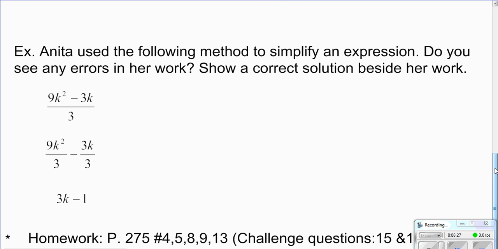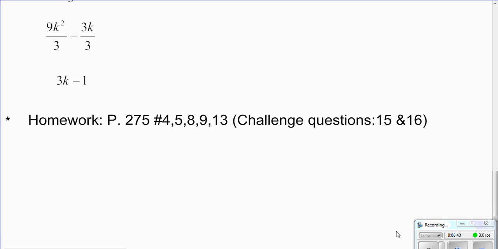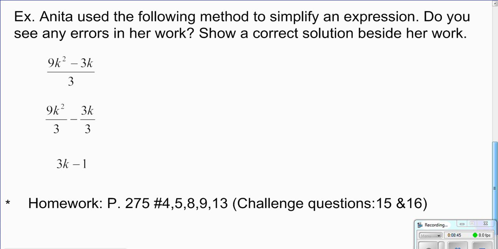I will do this example with you though. This example says, Anita used the following method to simplify an expression. Do you see any errors in her work? Show a correct solution beside her work. Generally speaking, when you see questions like this, there is an error. I'm asking you to figure it out, find it and correct it. Sometimes the easiest way is to just solve it on your own, not even look at what they did wrong. So cover up their work and just write it out again.